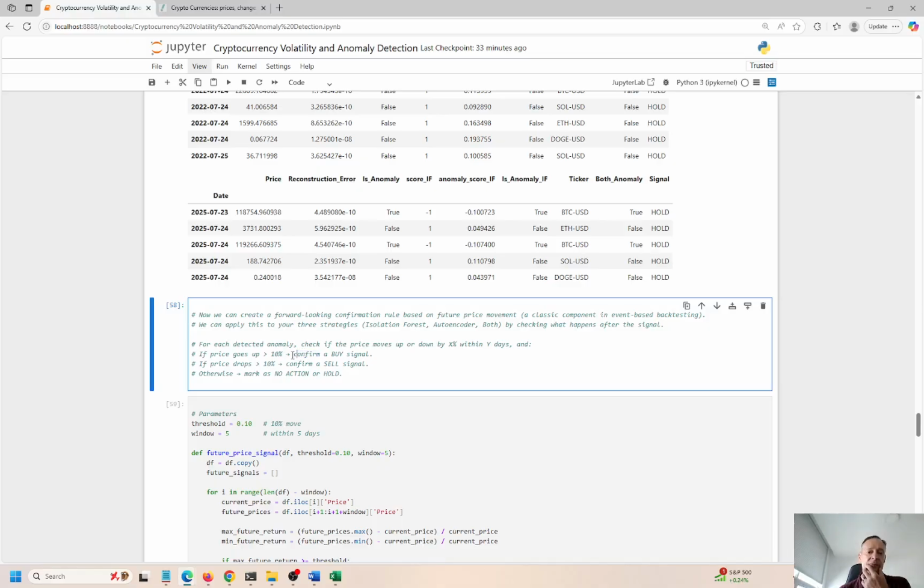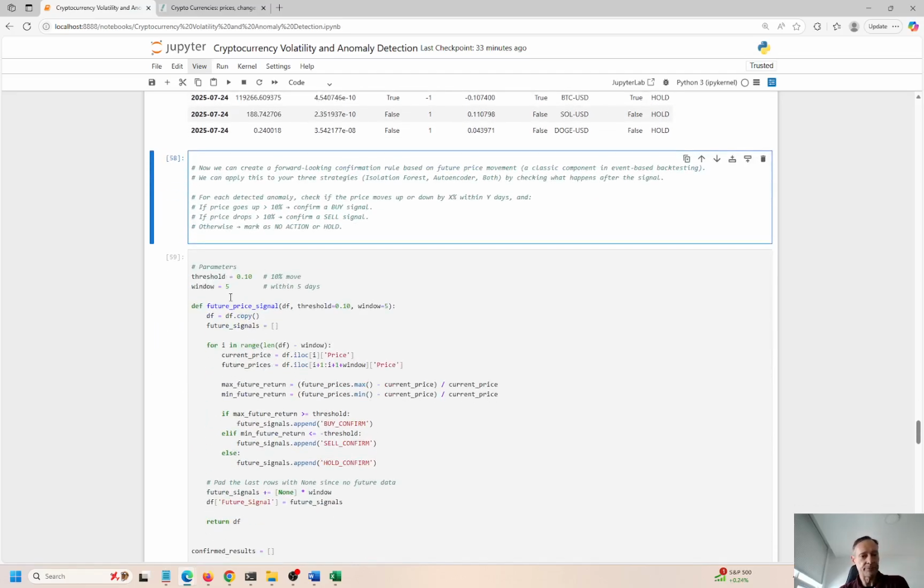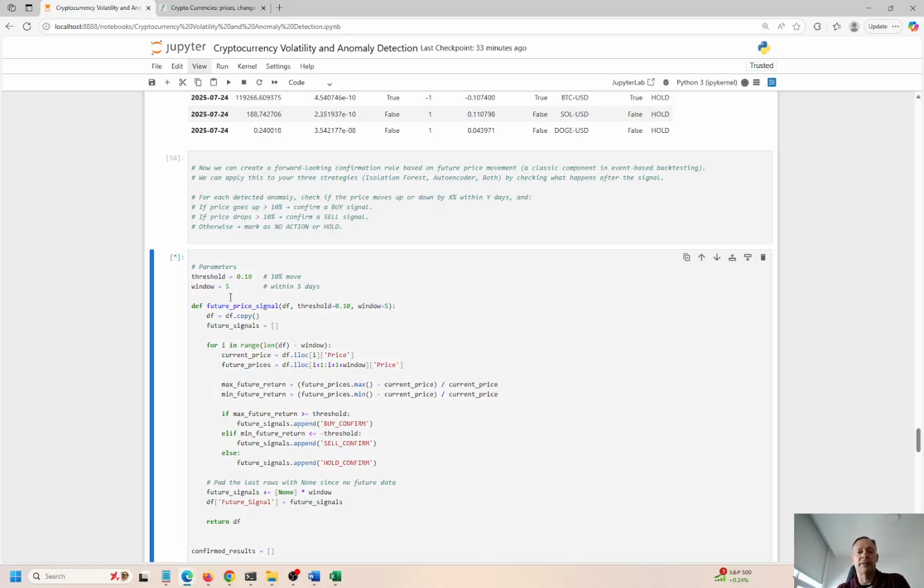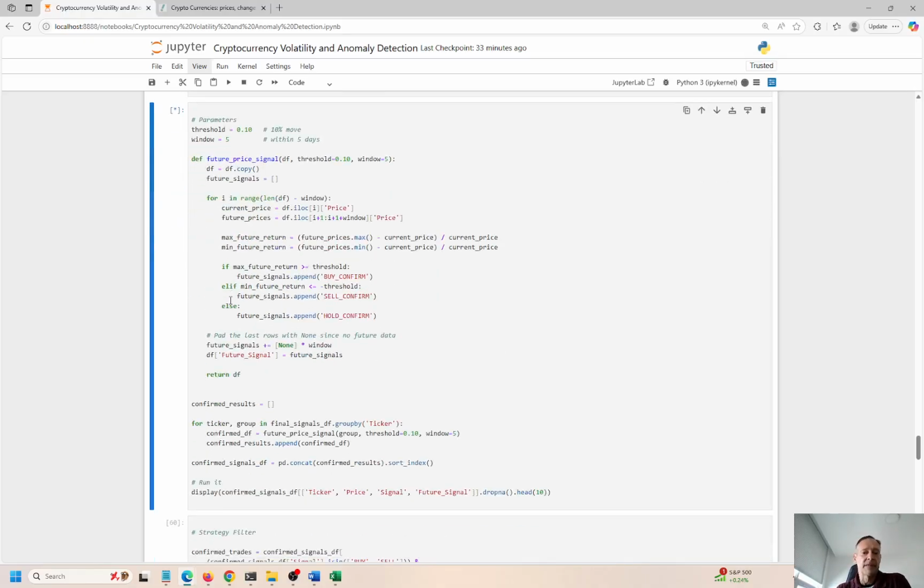Up 10%, that's a buy. Down 10%, that's a sell. Otherwise, just hold on to it. Okay, let me run this script right here. So that's what we're looking at here. We're looking at the price change and then the current price, and buy confirm or sell confirm.